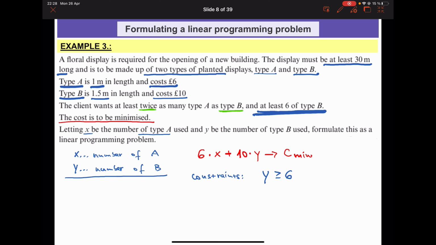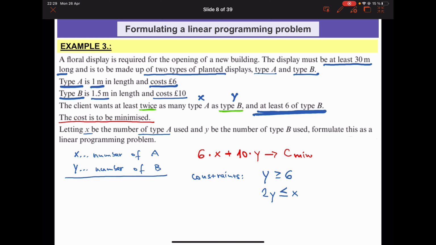Then I also know that there must be at least twice as many type A as type B. Again, twice goes with B. That means this is y, this is x. So in this case, you will have 2y, and then you have x, and when you read it one more time, you need at least twice as many type A. That means x must be greater or equal to 2y.